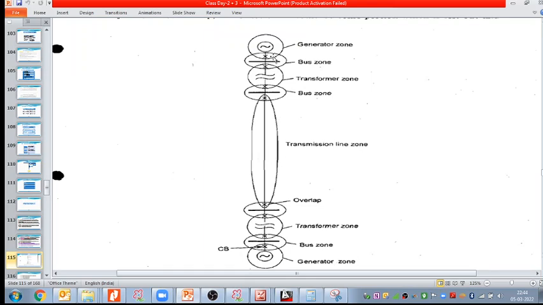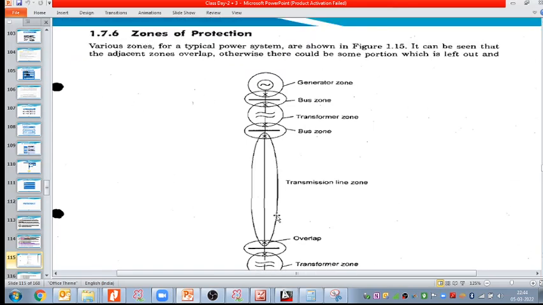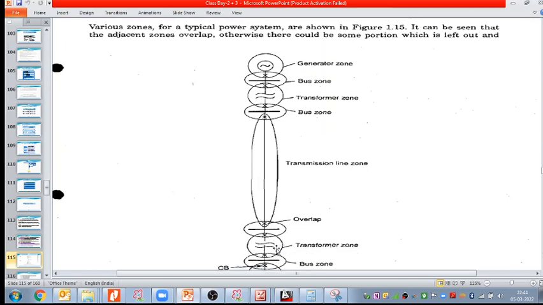So what is my zone of protection here? We have many zones in a power system network. What is the generator zone? It means if any fault happens in the transmission line, in that case this circuit breaker should not operate. Only the breakers in the transmission zone, this breaker and this breaker, should operate. Any other zone's breaker or relay should not operate. If any fault occurs in this particular zone, in that case this relay will operate. So this one is my generator zone.